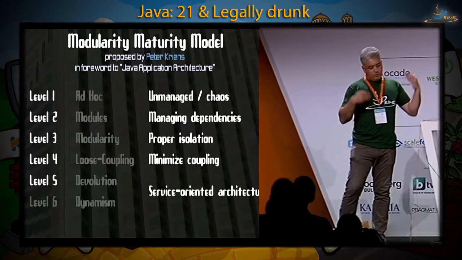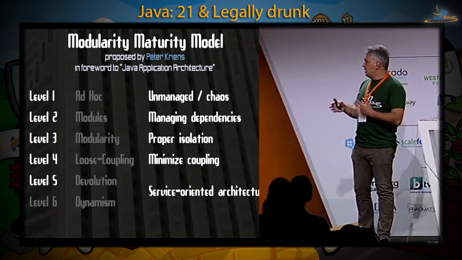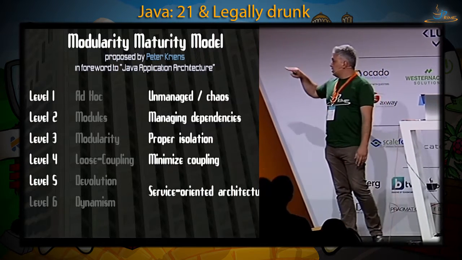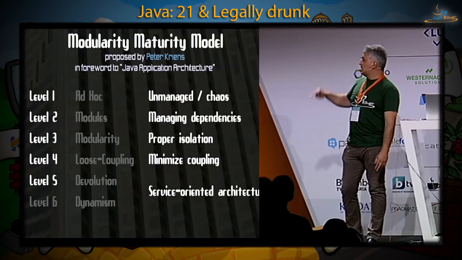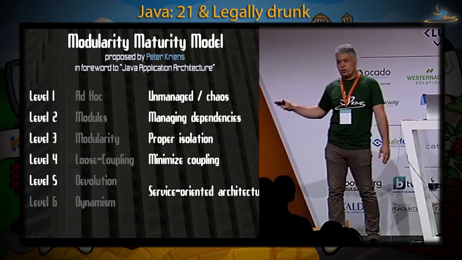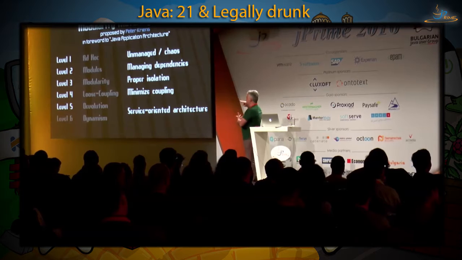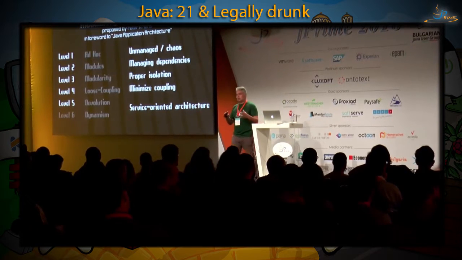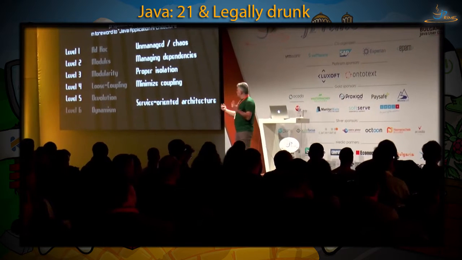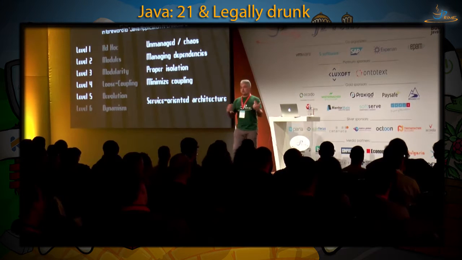And he actually referred to that modularity maturity model in there and said, actually, I would define it a little bit differently. At level 1, I would say it's unmanaged. Then it's managed dependencies, then proper isolation, minimized coupling, and then at the end of the day, service-oriented architecture, which is more or less the same thing, but more in conceptual terms than in actual practical Java code. So not knowing which one to use, I thought, okay, let me introduce my own.